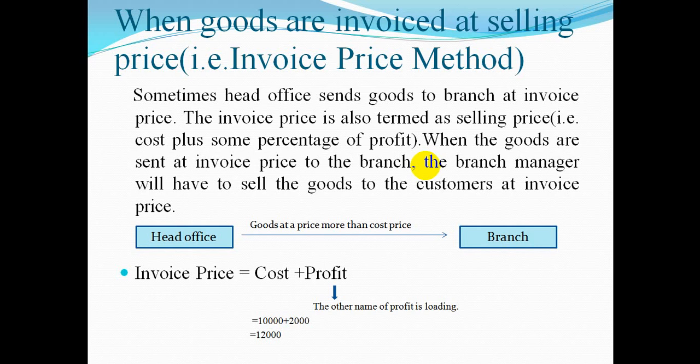Let me explain with a small example. The cost price is 10,000 and the profit is 2,000. So the company used 10,000 rupees to manufacture a product to send goods to its branch, but the goods are not sent at cost. They are sent at invoice price by adding profit of 2,000, which is 20% of 10,000. Adding the profit 2,000 to the cost, the invoice price is 12,000.